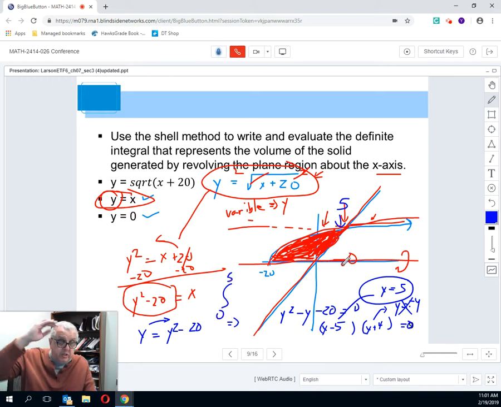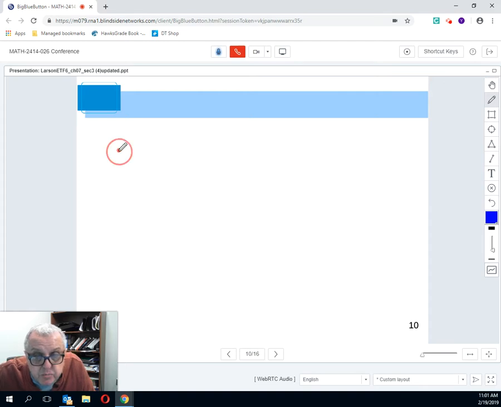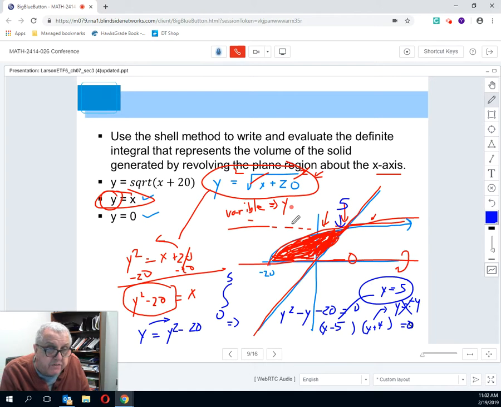Okay, so we're looking at the y values when we integrate, because we're rotating around the x-axis. So this problem is going to be 2 times pi, integrating from 0 to 5. We're going to have y, which is our radius that we're looking at. And then we're going to have our function. So let's go back and take a look at our function.